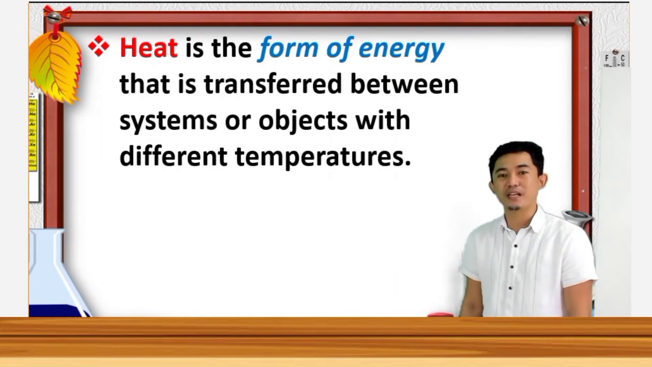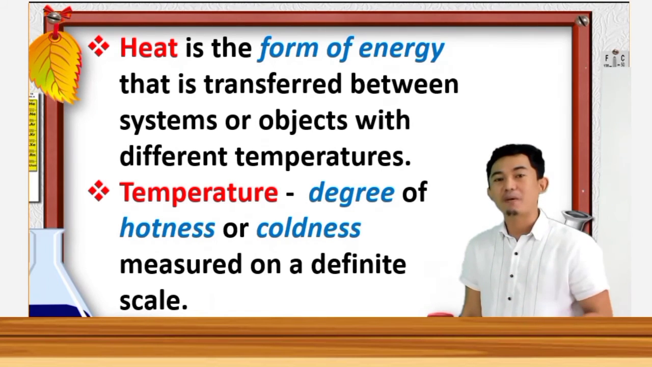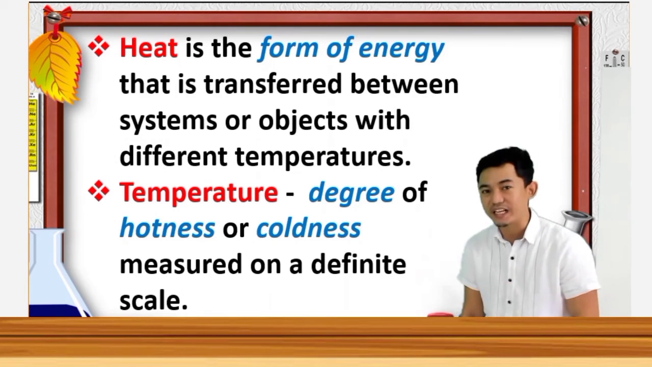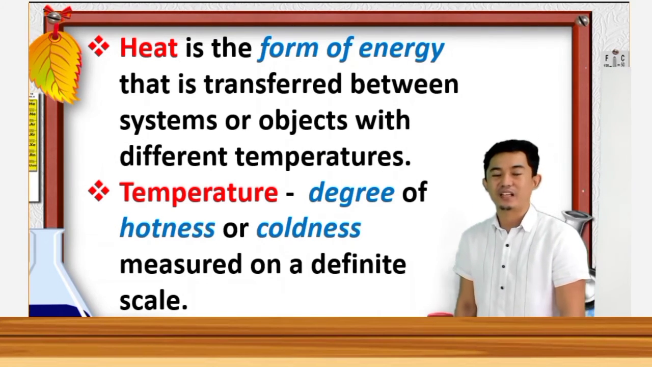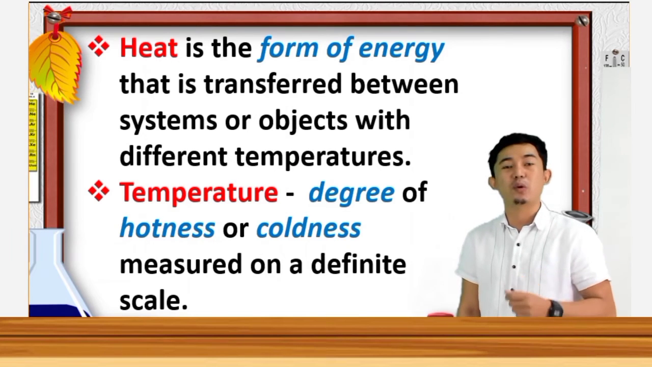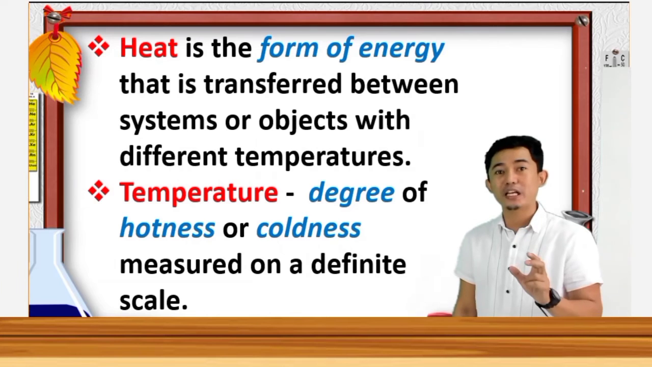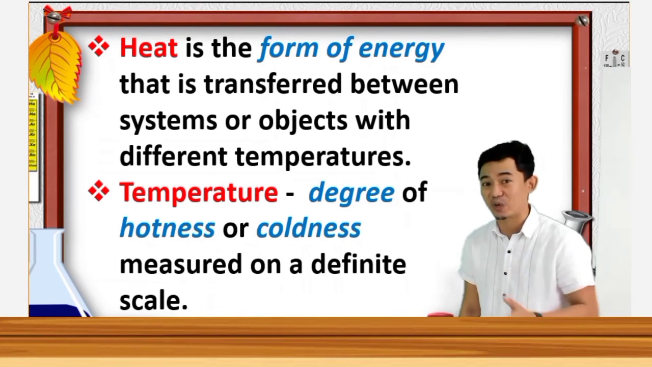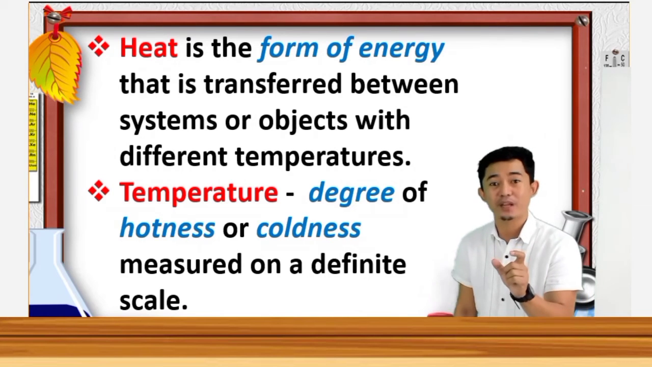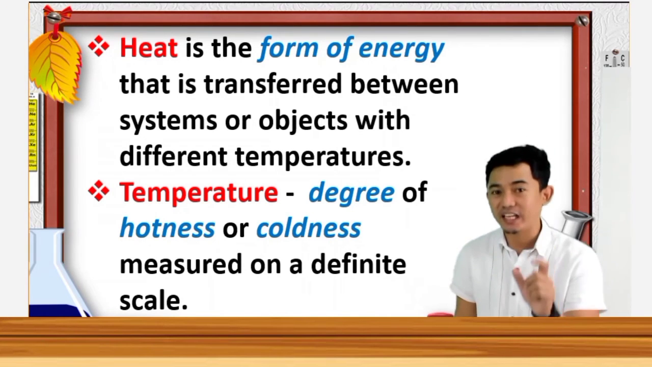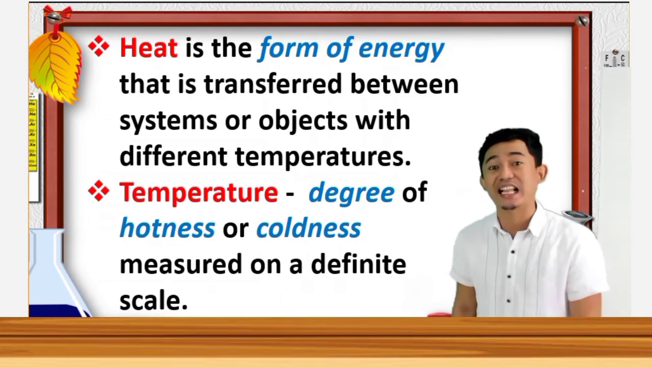Okay? Aside from this, how about temperature? Temperature is the degree of hotness or coldness measured on a definite scale. Okay, so do not forget the meaning of this one. Heat is a form of energy measured in joule, while temperature is the degree of hotness or coldness, measured on a definite scale, in degree Celsius, degree Fahrenheit, Kelvin, or another one, Rankine.